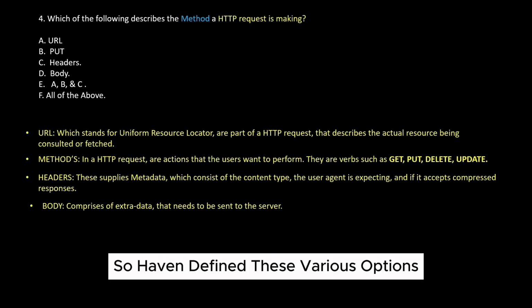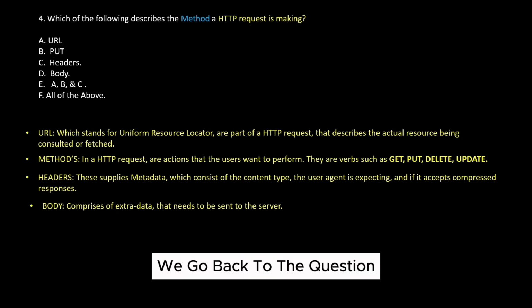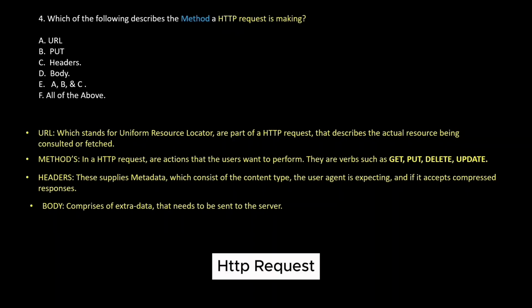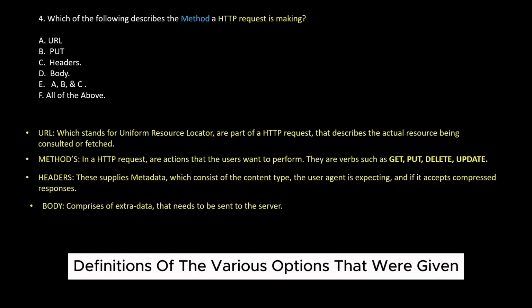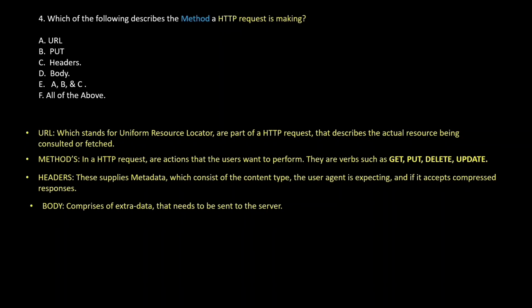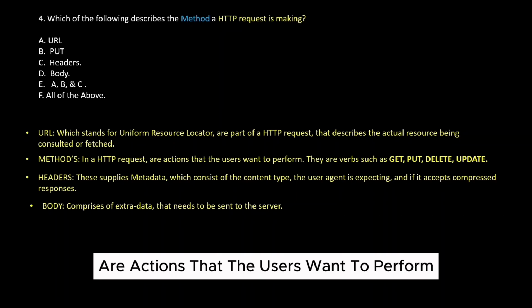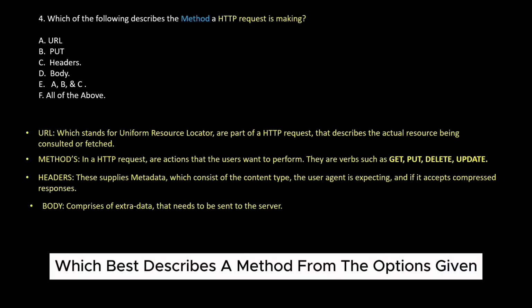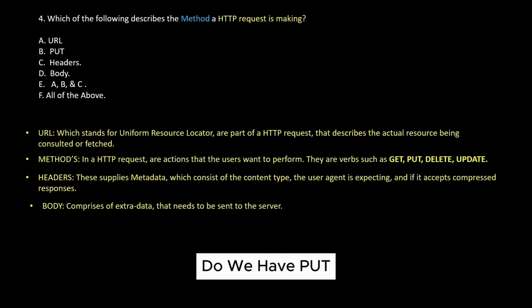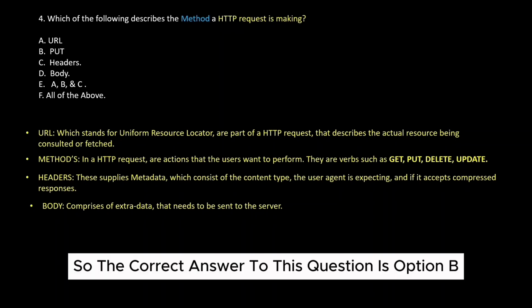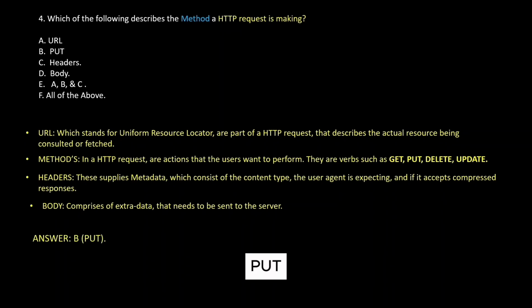So having defined these various options, we go back to the question. The two keywords here are method and HTTP request. If we go back to the definitions of the various options, methods in an HTTP request are actions that the user wants to perform, and we're asked which best describes a method. From the options given, do we have put? Yes, we do have put. So the correct answer to this question is option B, put.